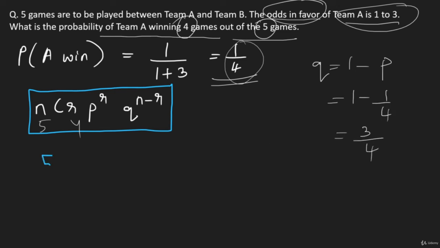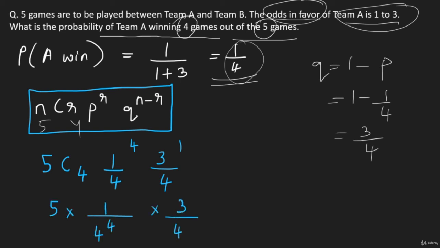So this becomes 5C4, 1 by 4 to the power 4, 3 by 4 to the power 1. This can be simplified as 5 into 1 by 4 to the power 4 into 3 by 4, which is equal to 15 by 1024, which is your answer.